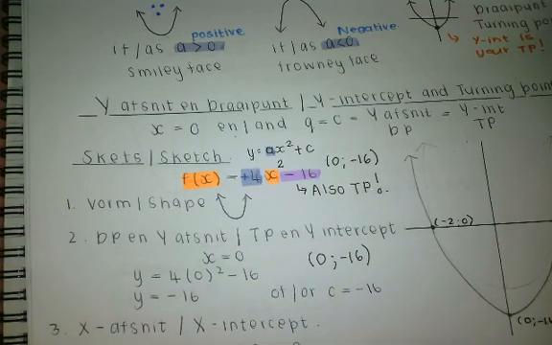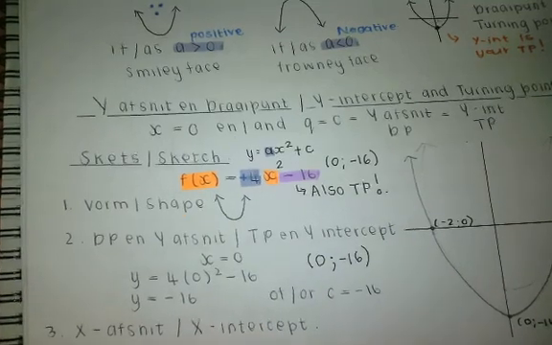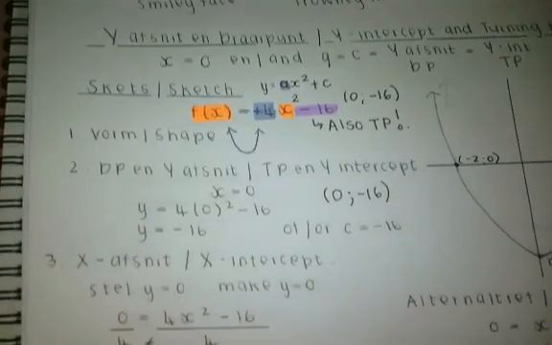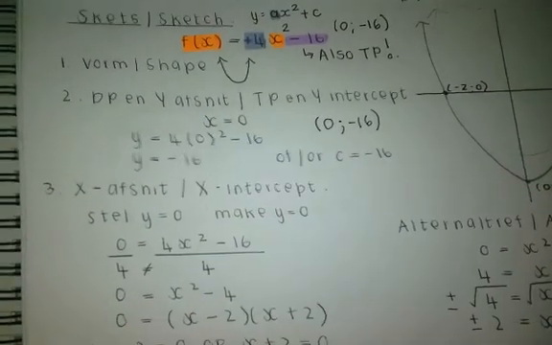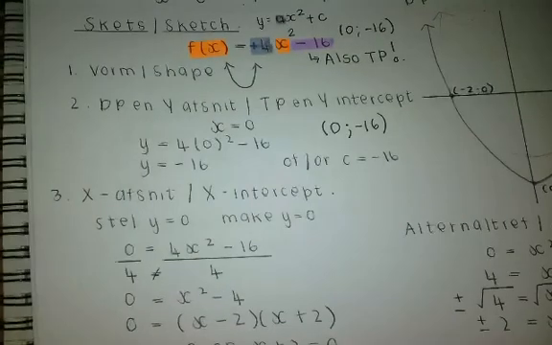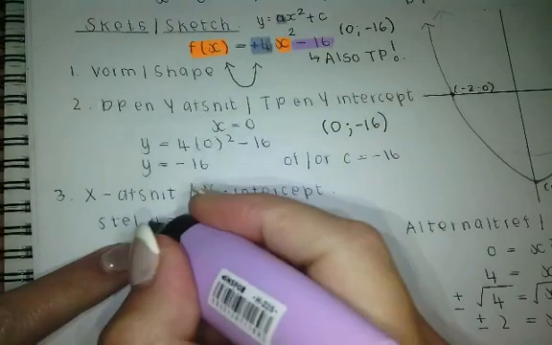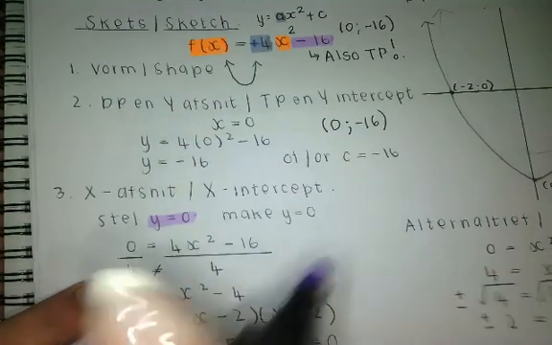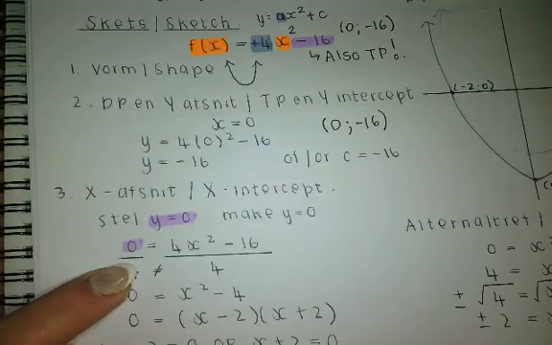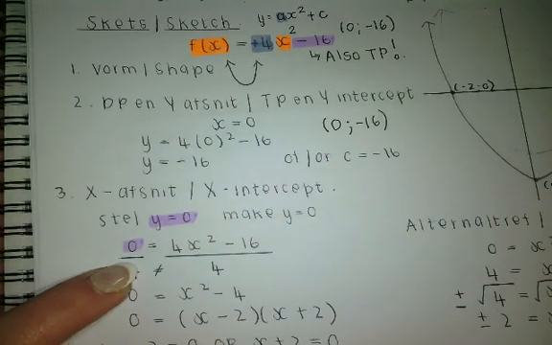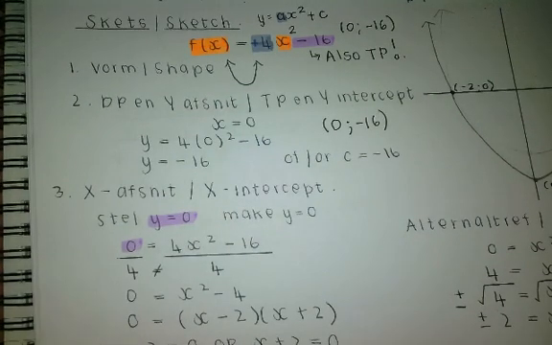Right, so the y-intercept is given. For the x-intercept, we're going to make y equal to 0. So wherever there's a y in my equation, I'll put 0 in there. Okay, are you with me? Now listen to me carefully.